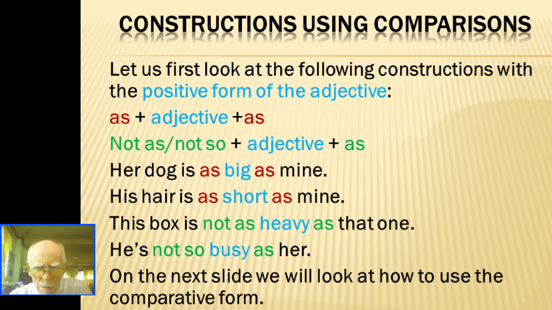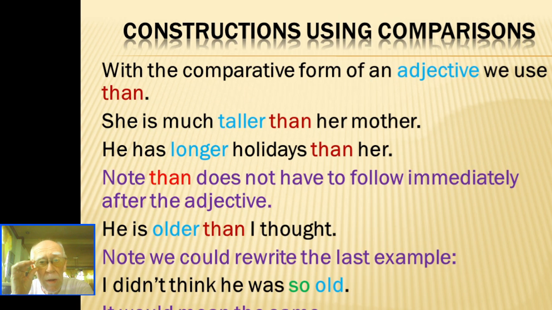On the next slide, we will look at how to use the comparative form. With the comparative form of an adjective, we use than. She is much taller than her mother. He has longer holidays than her.